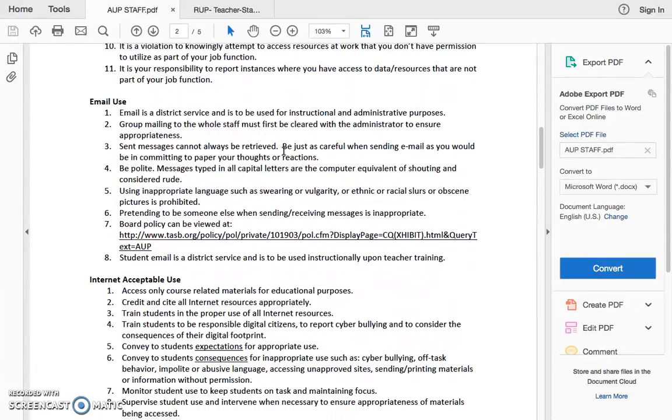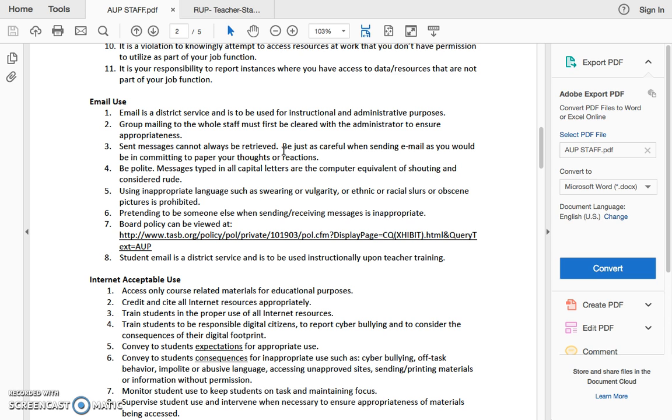The next section is email use. Email is a district service and it should be for instructional administrative purposes. Any group email should be cleared with the administrator. Sent messages cannot be retrieved, so it's important to review messages before sending them. Be polite. Make sure you're not writing in all caps.